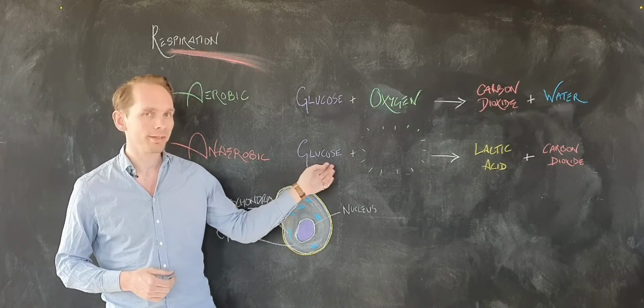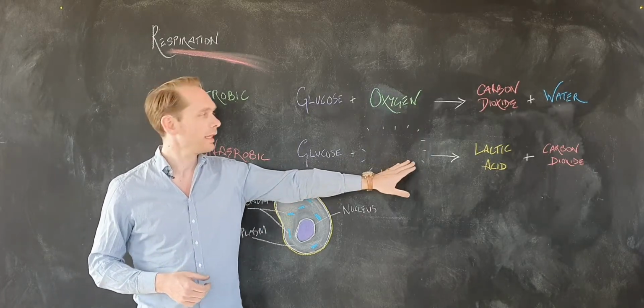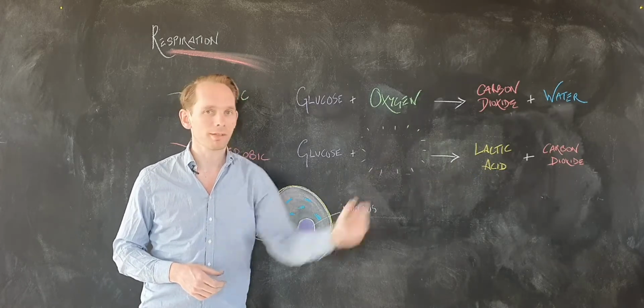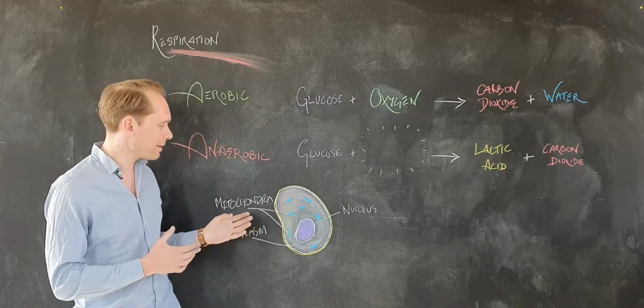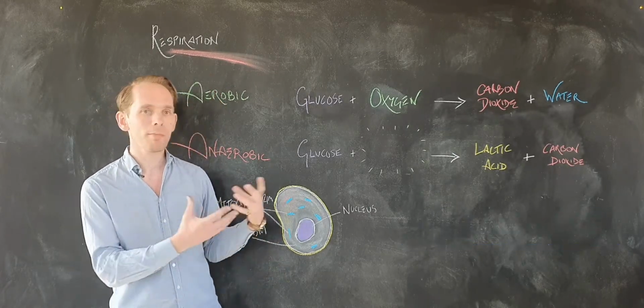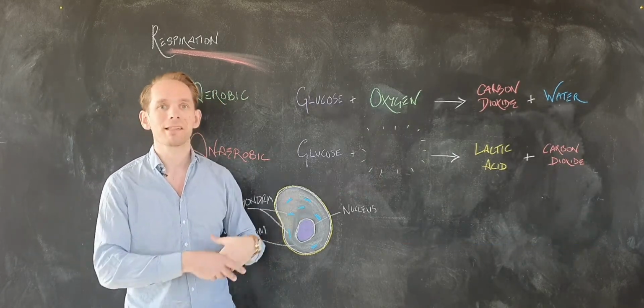That's where glucose is converted without any oxygen into a degraded version of glucose, which is lactic acid plus carbon dioxide. Now that takes place in the cytoplasm of the cells, not the mitochondria. And it's a pretty unpleasant reaction. That lactic acid has to be dealt with.